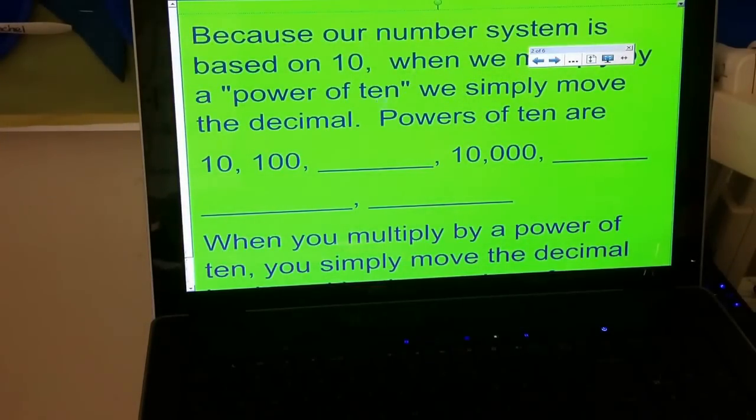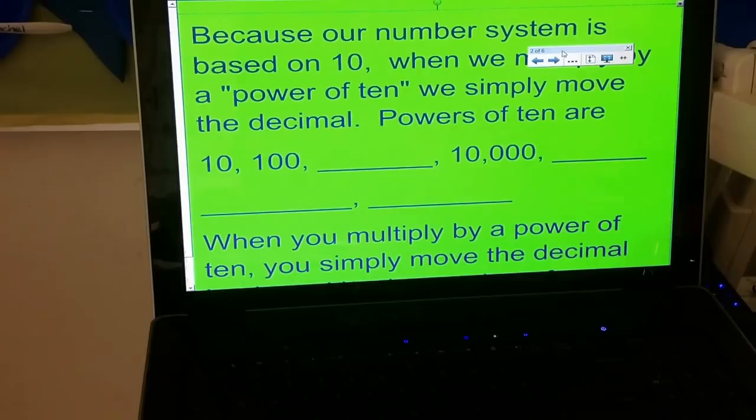Because our number system is based on 10, when we multiply by a power of 10, we're simply going to move the decimal. Some examples of powers of 10 are 10, 100, 1,000, 10,000, 100,000, and also 1,000,000, which I'm not going to write down right this minute.